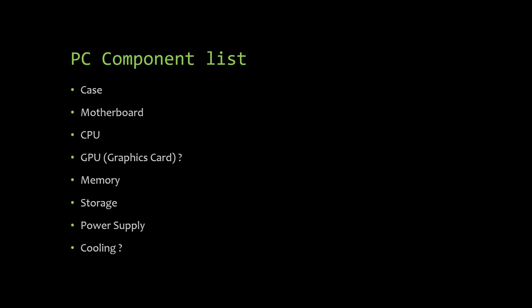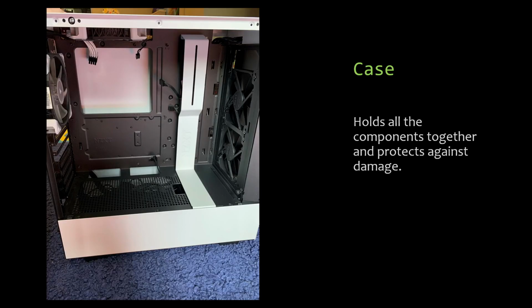So the components list, the things you need in order to build a fully functioning PC, is a case, a motherboard, a CPU, which is a processor, a graphics card, depending on what you're using your computer for, memory, storage, power supply, and then cooling. A lot of times cases come with cooling. The CPU comes with a stock cooler, so you don't need those all the time, just depends. So I took apart my computer. I'm just going to show you my build and then my step-by-step process on how to build it.